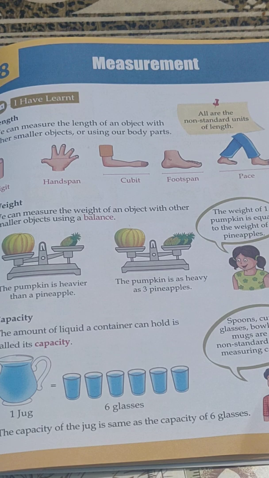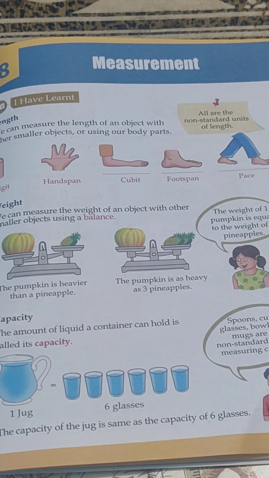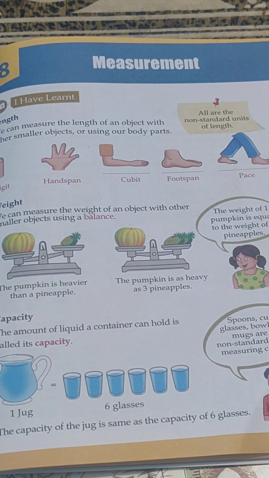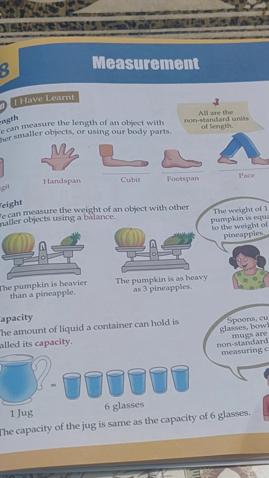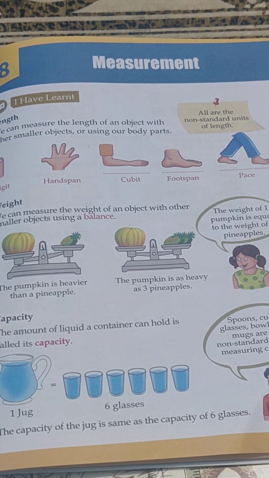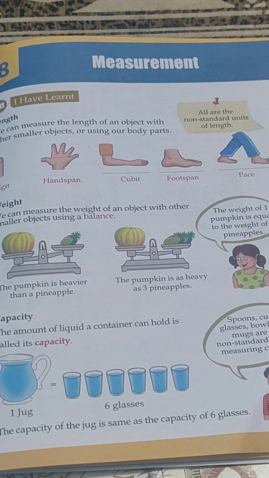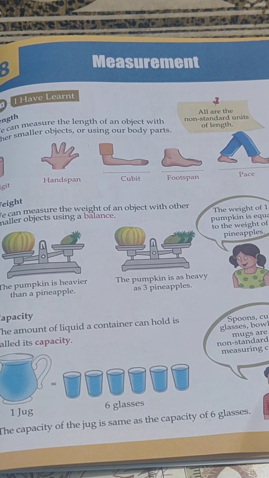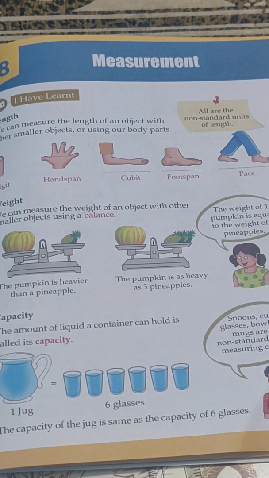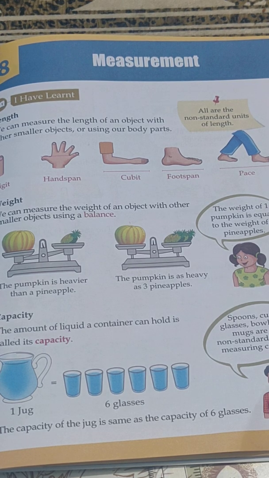Now we are going to do a new chapter. Chapter number 8, measurement, of your maths book. So open your maths book at page number 127. Today we will learn how to measure the length of an object, right? By using smaller objects or using our body parts. But these all are the non-standard units of length because it varies from person to person.